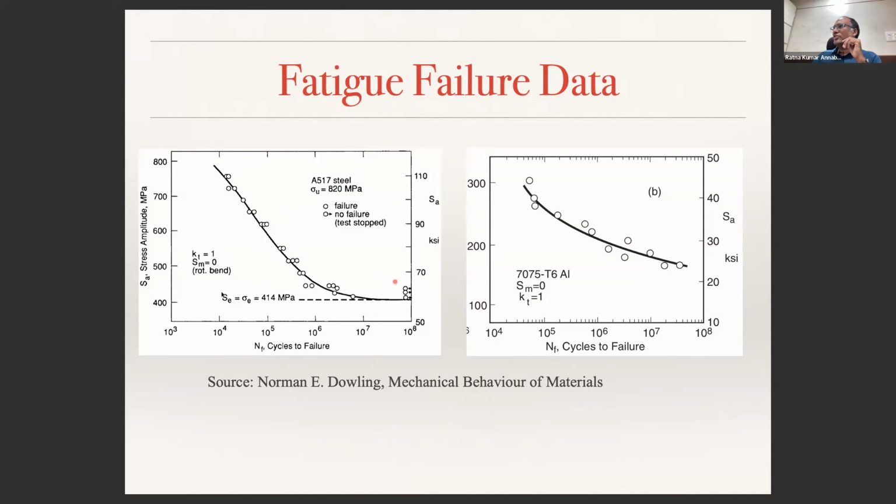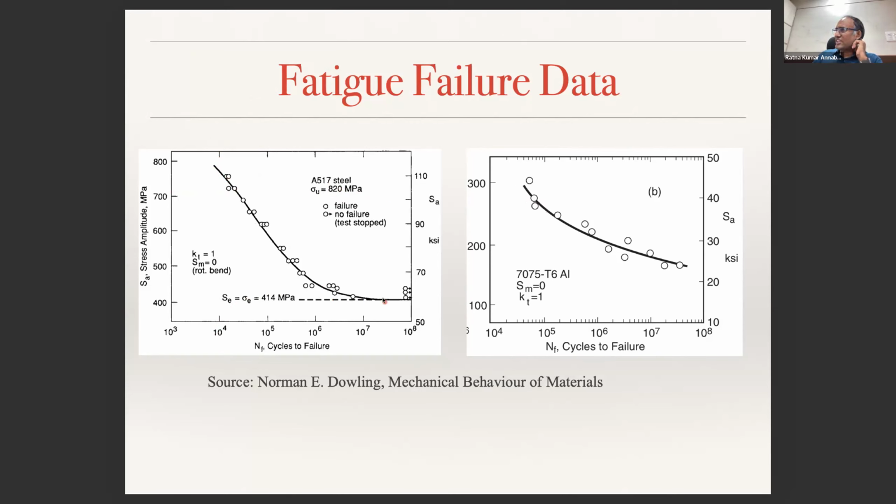So this is how the fatigue failure data usually is represented, stress amplitude sigma A versus number of cycles to failure. And you see that for a steel, sigma UT being 820 MPa, the endurance limit is found to be 410 or 414 MPa approximately, which is 0.5 times sigma UT, and 820 into 0.9 is about 750 MPa. That is where at 10 power 3 or 10 power 4 cycles, you will have your SM value, right?